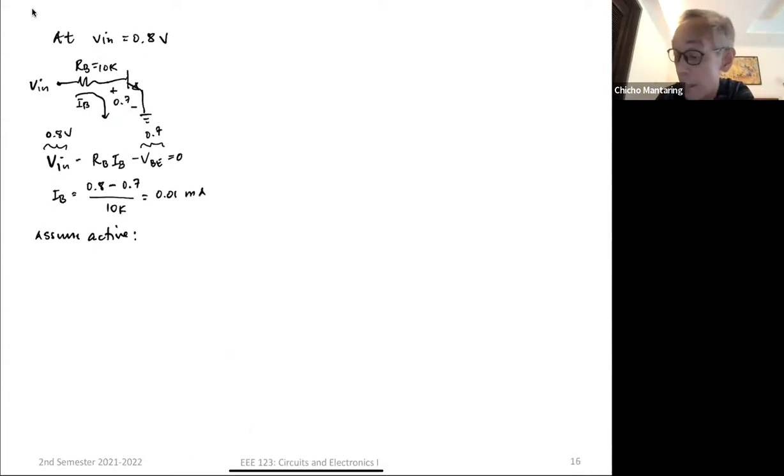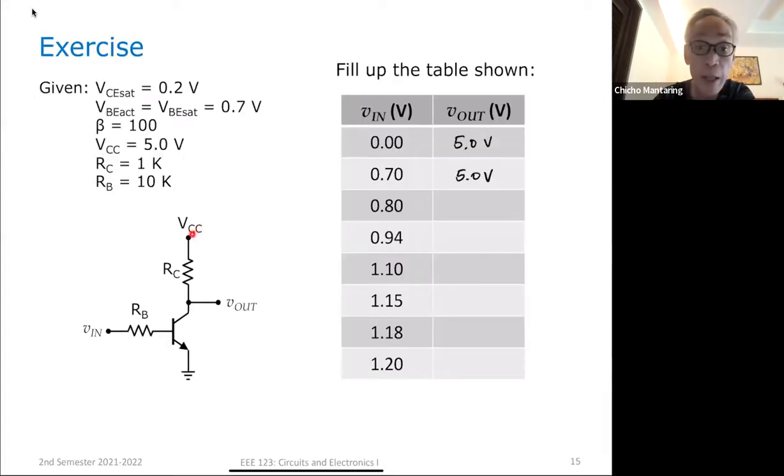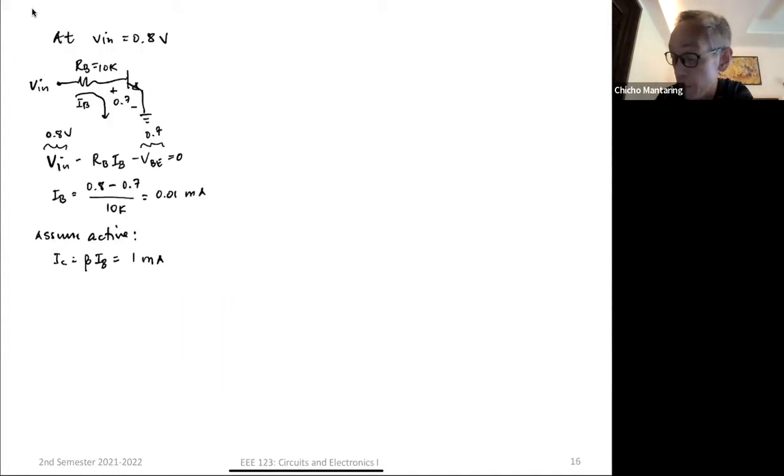So if it's in active mode, IC is equal to beta times IB, which is now going to be 100 times 0.01, you're going to get 1 mA. And using incremental KVL, VCC minus RC IC is equal to Vout. So Vout is equal to VCC minus IC RC. So this is 5 minus 1 mA times 1K. So this is just going to be 4 volts.